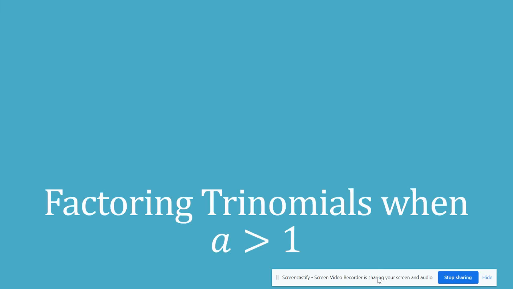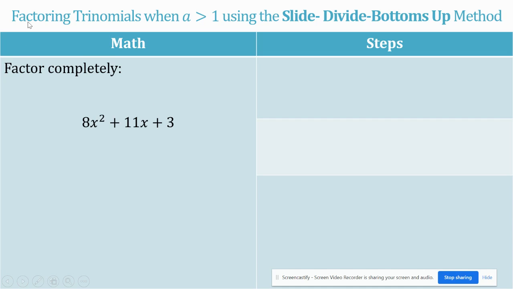Hey everyone. Now that we're comfortable factoring trinomials when a is equal to 1, we're going to take a look at examples where a is going to be greater than 1. So let's look at an example so you see what I'm talking about. Factoring trinomials when a is greater than 1, we're going to be using something called the slide, divide, bottoms up method. I know that sounds a little wacky, but it's a way for you to remember which steps come first and how to do questions like this.